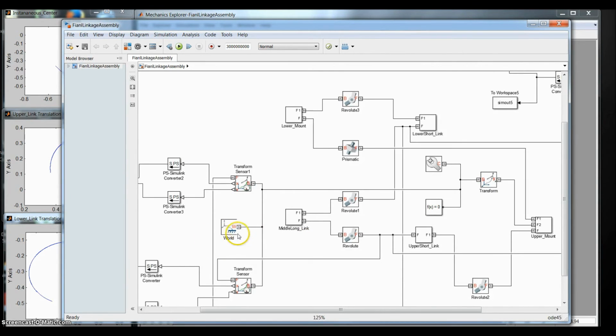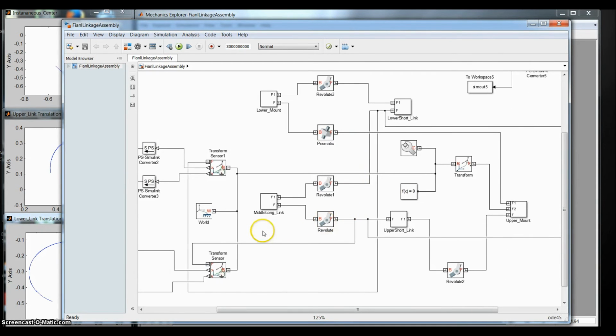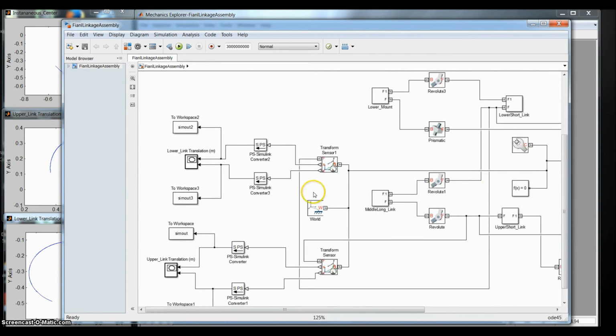We have our lower mount, our lower short link, our revolute and pin joints which connect the two, our equation solver for the system inside the simulation, as well as our middle long link, our upper short link, our upper mount, and now let's take a look at the sensor system that tracks the translation of each component.